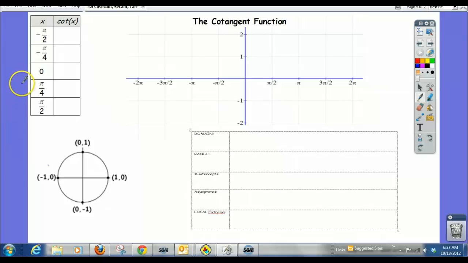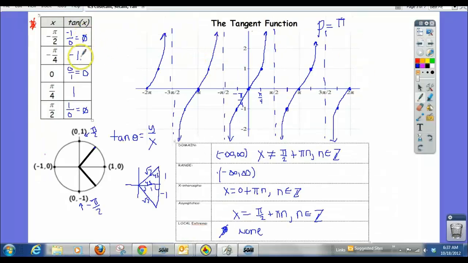That's unlike sine, cosine, secant, and cosecant, where we were going 0, pi over 2, pi, 3 pi over 2, etc. Okay, so there's a couple ways you could actually fill this out at this point. If you know the tangent one, and you know cotangent is the reciprocal of tangent, you can just take the reciprocal of all these values. That's one way to do it.